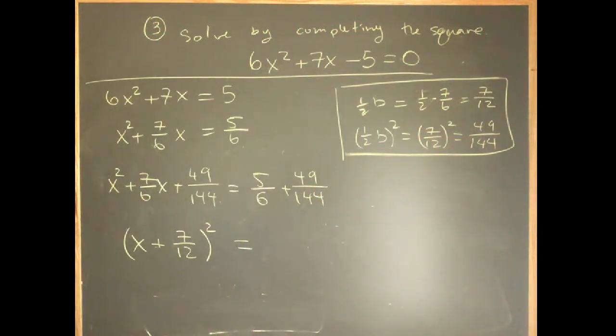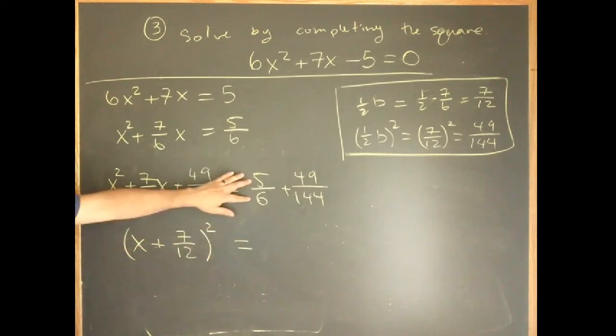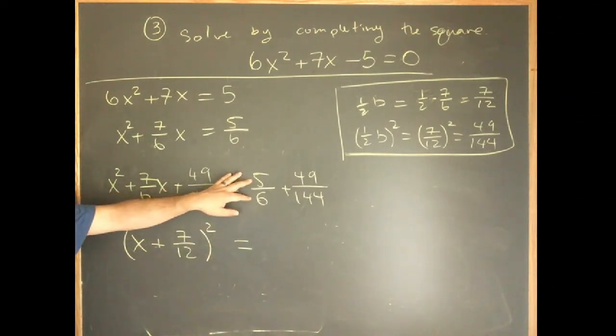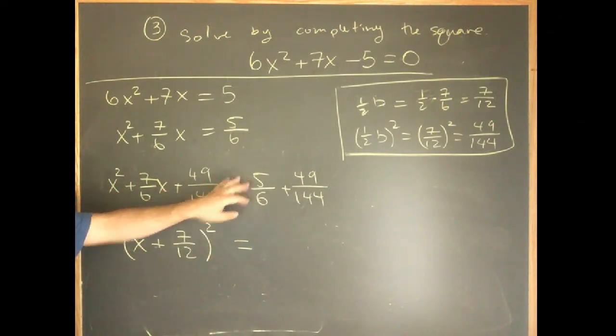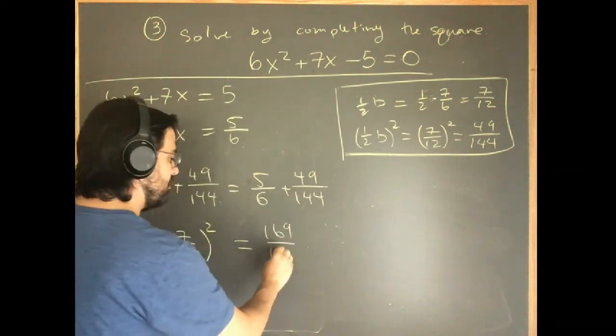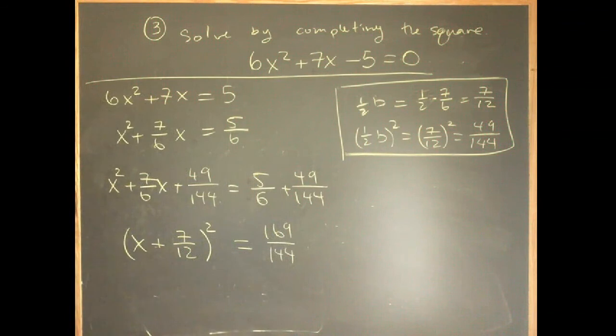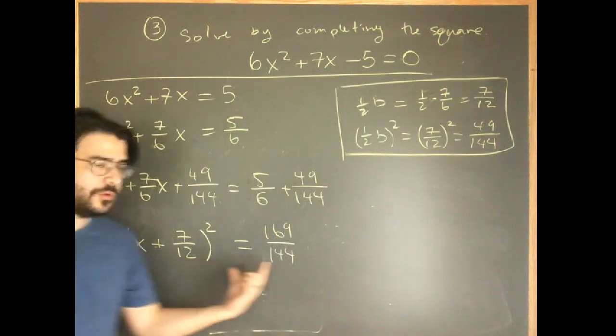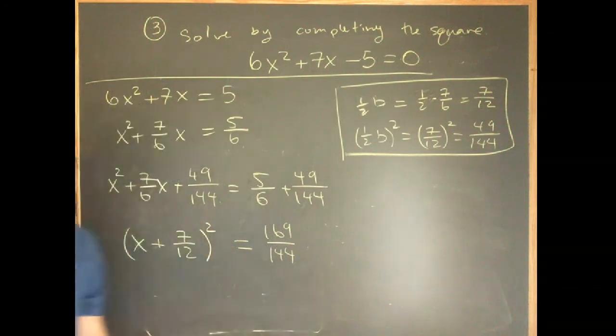Okay, Angelique, Destiny, everybody's seeing sort of what's happening here, right? So if you rewrite this, it's going to be 120 over 144. 120 plus 49 is 169. So this becomes 169 over 144. Okay? And that was that goal, right? I mean, we have something now that the square is equal to a number. And so now we can use the square root property to just take the square root of both sides, right?